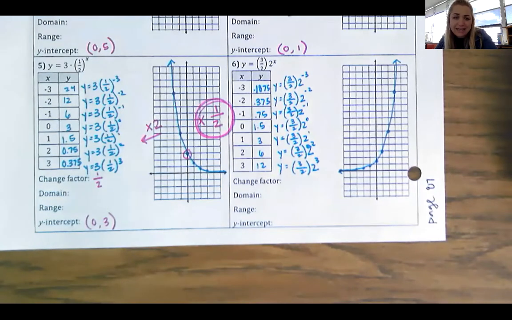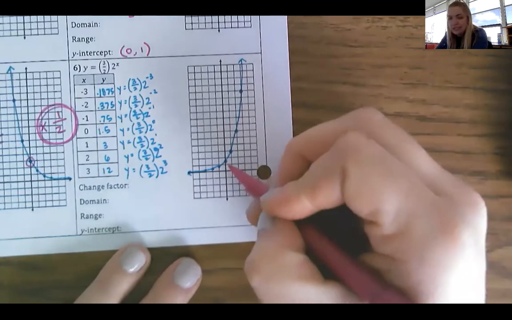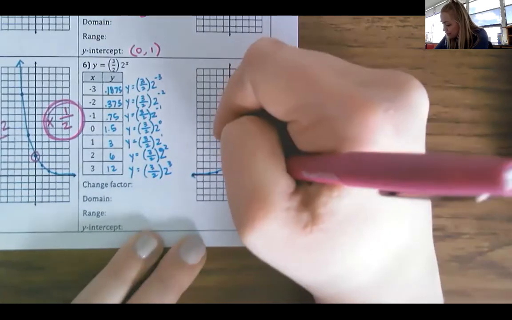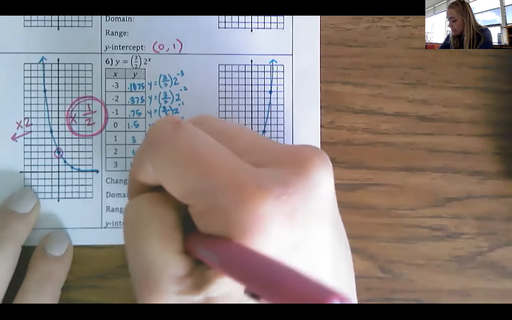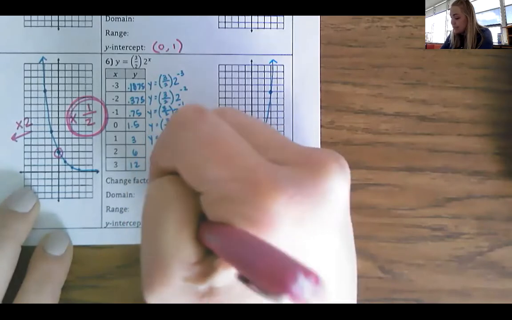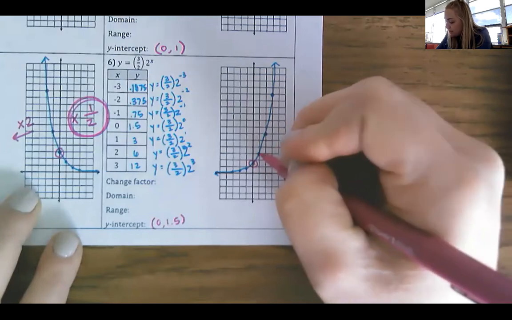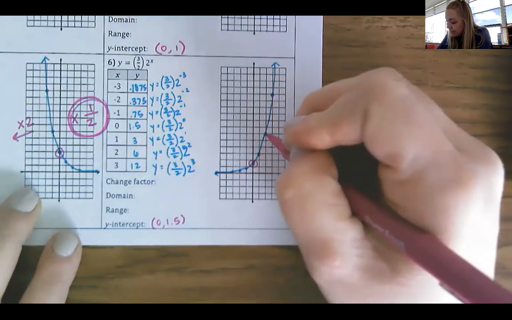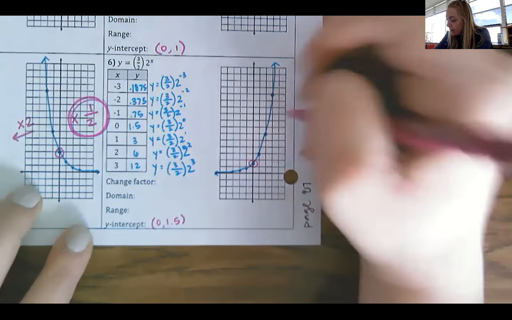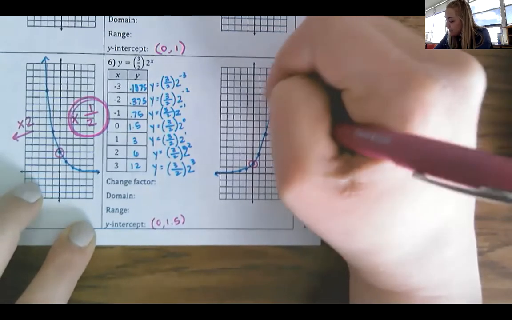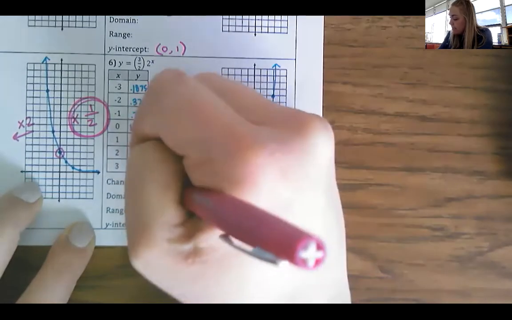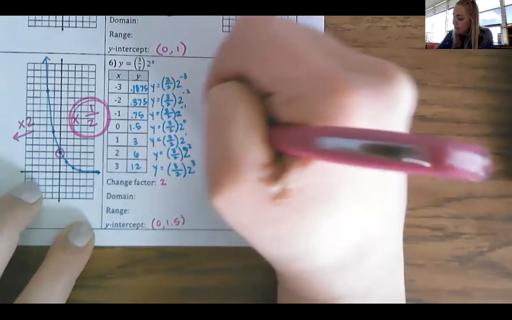All right, and the last one starts at, where does that start? 1.5. So we would say 0, 1.5. We can see it in our table as well. And then how do we go from 1.5 to 3? And then from 3 to 6? And then from 6 to 12? Well, it's multiplying by 2. There's my change factor because it moves to the right. That means to the left, it multiplied by 1/2.